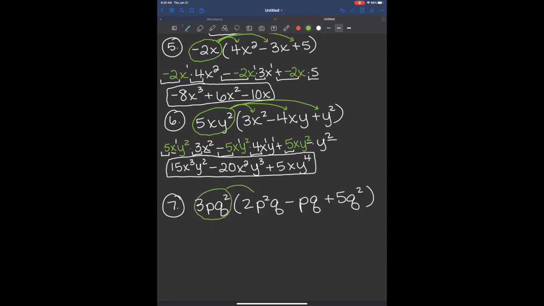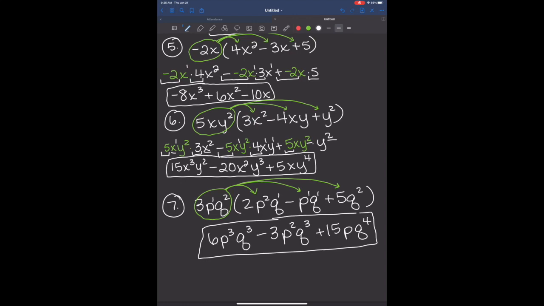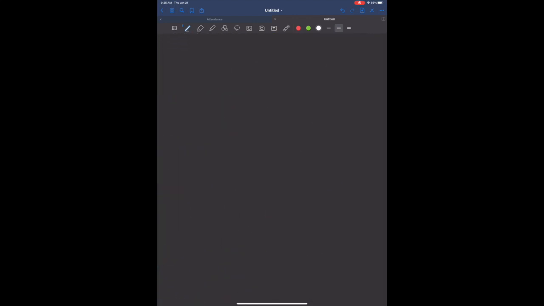For number 7, we've got 3pq squared times 2p squared q minus pq plus 5q squared. When we distribute here, we're going to multiply the 3pq squared to each thing. That's going to give us 6p to the 1 plus 2, which is 3, q to the 2 plus 1, which is 3, minus 3p squared q cubed plus 15pq to the 4th.